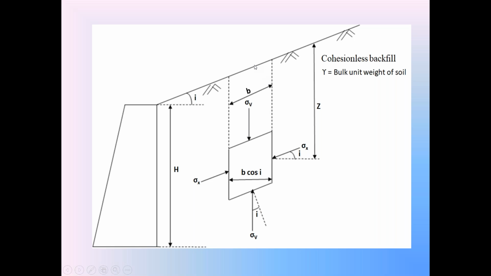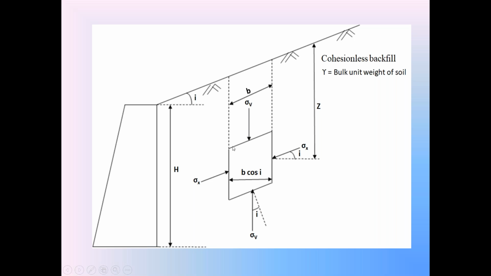So please everyone follow this condition carefully. We consider the backfill as an inclined surface, making an angle i with the horizontal. To determine Rankine's active earth pressure for this inclined backfill surface, first we consider the soil element in the backfill at a depth z from the top of the backfill. That soil element has vertical sides followed by the inclined top and bottom surfaces, not horizontal, because the surface of the backfill is inclined.